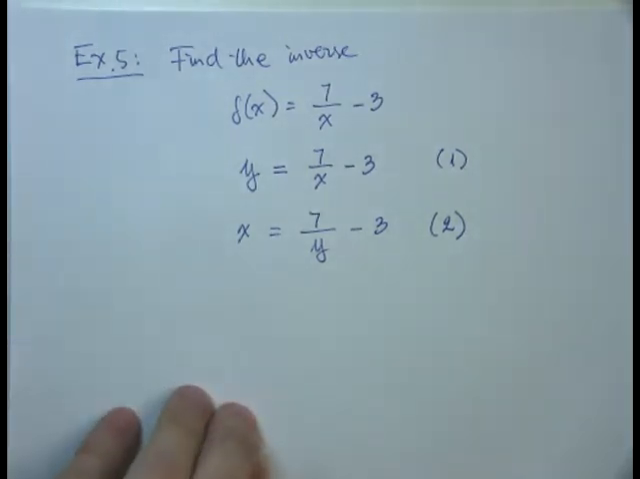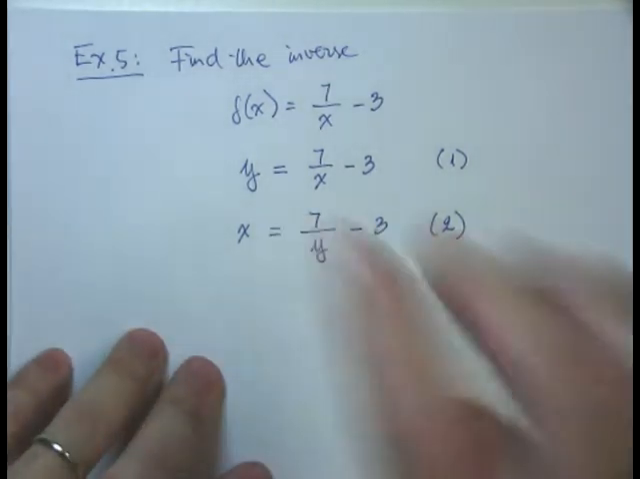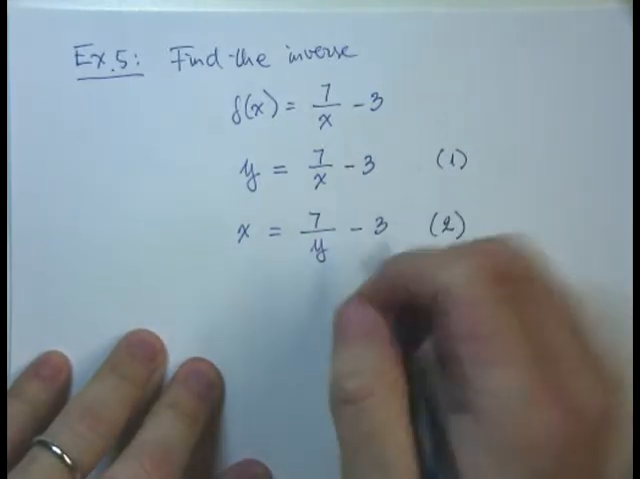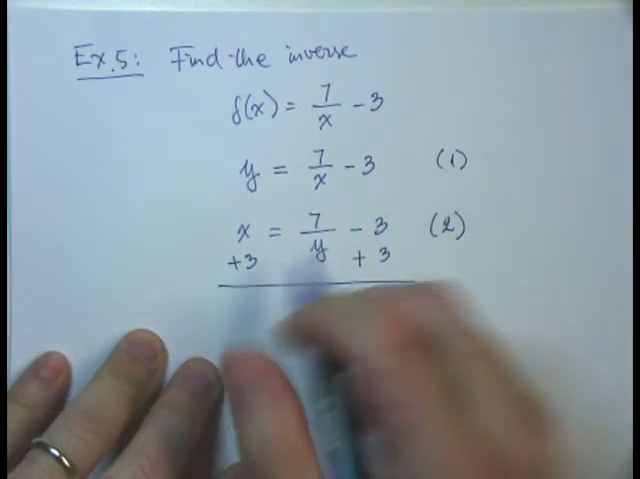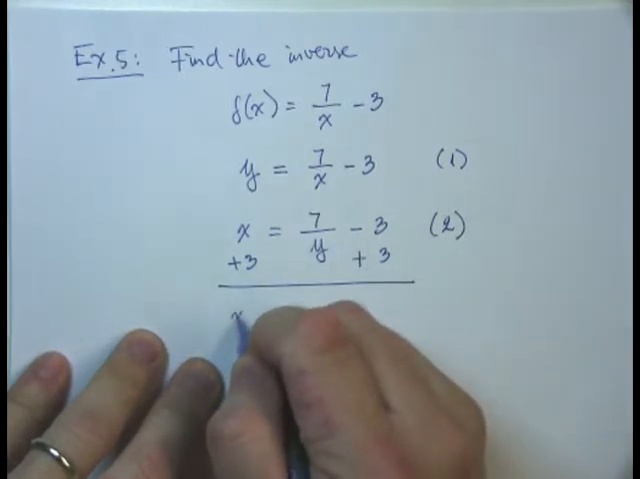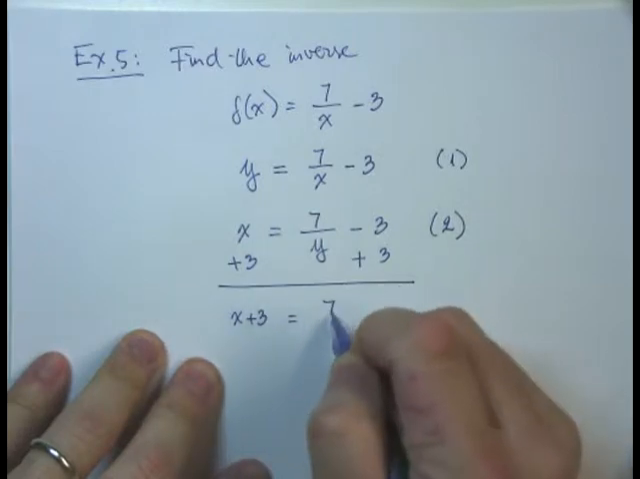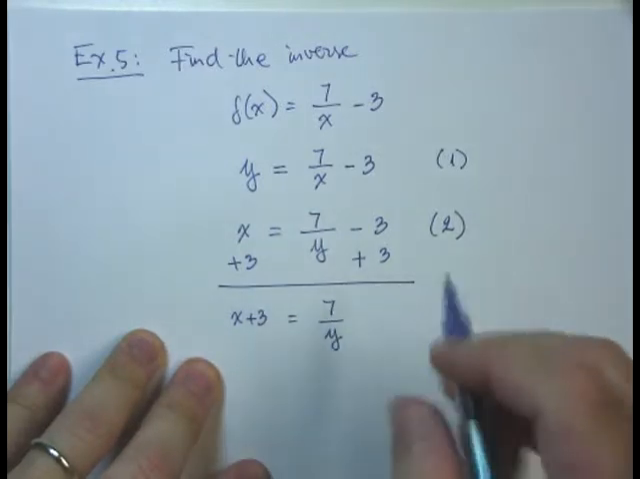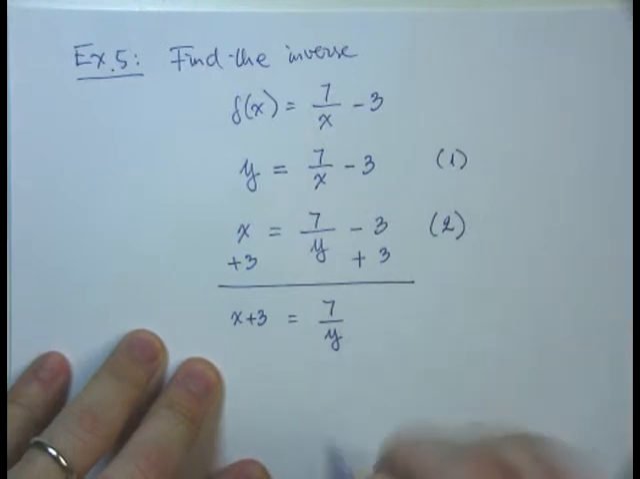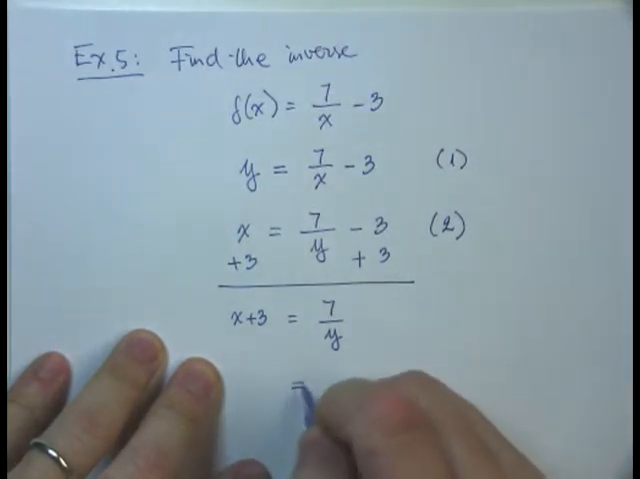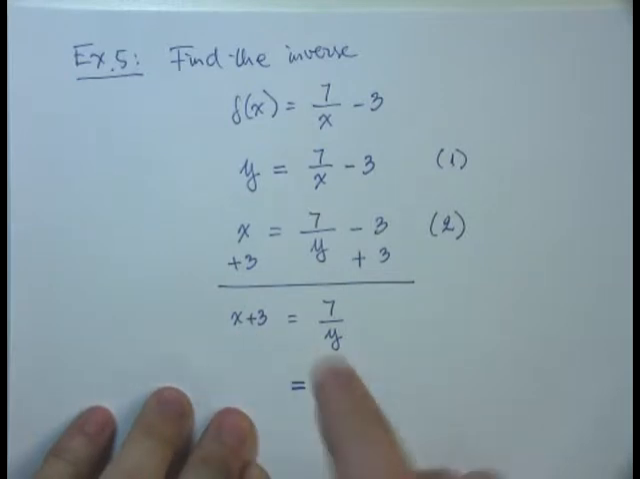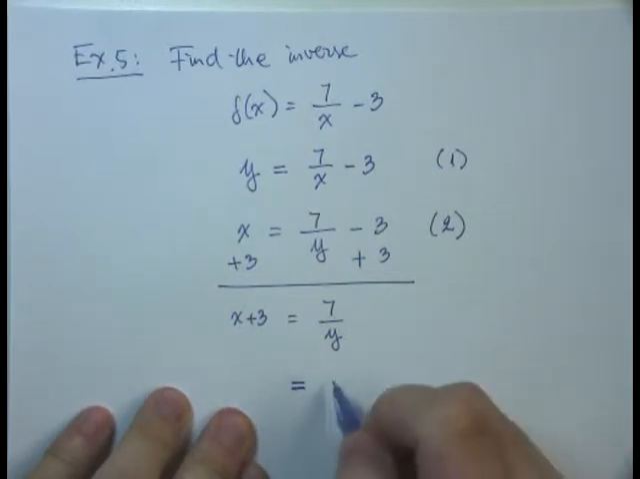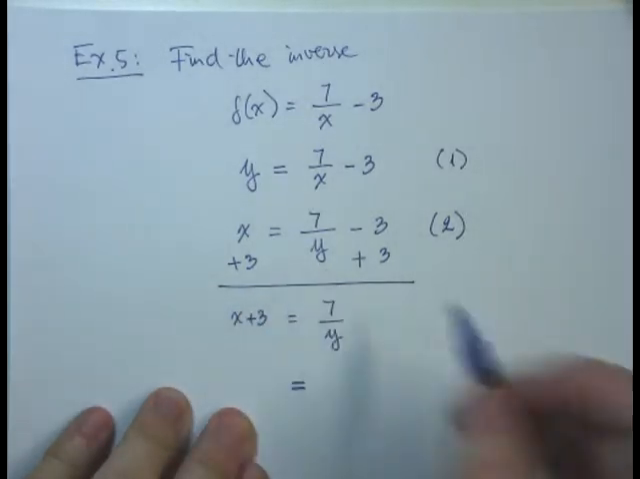And once again, step number 3 is ready. We need to solve for y here. So first off, I need to add 3 to both sides of the equation. And that gives me x plus 3 equals 7 over y. And now to solve for y from here, I leave the options for you. There are quite a good variety of ways to solve for y from here. But I find the shortest for me is to take the reciprocal on both sides.